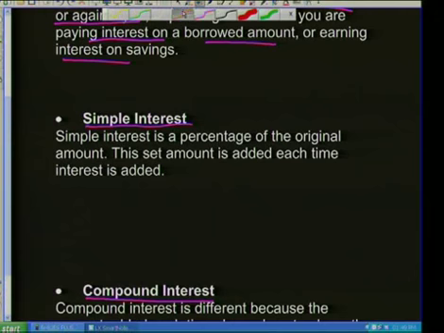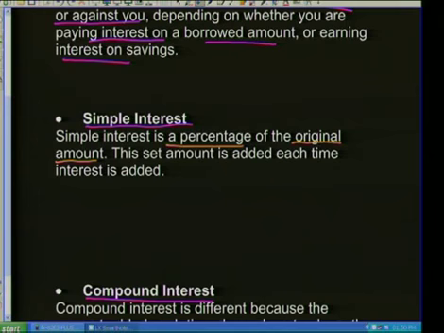So when it comes to simple interest, it is a percentage of the original amount, whether you borrowed or you invested. It is based on the original amount. This set amount is then added each time interest is added. And simple interest is usually worked on a yearly basis.